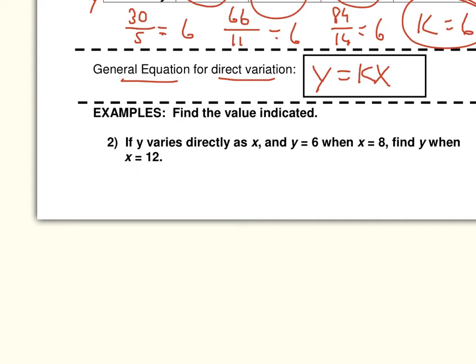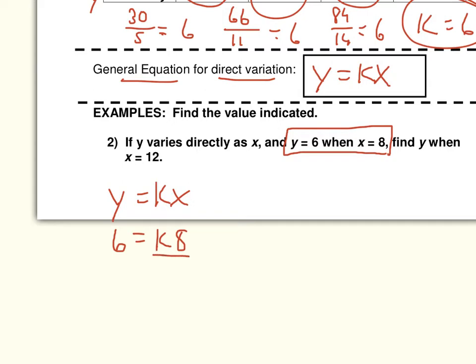So what you want to do is you want to take your problem, y equals kx, and you want to substitute the y and the x that they've given you. So we're going to take y is going to be 6, and then x is going to be 8. And now we divide to find out what k is. And then we're going to use k to find out y when x is 12. Alright, so I divide by 8 on both sides. So that means my constant of variation is 6 over 8, and that can reduce, if I divide by 2, to 3/4. So my constant of variation is 3/4.